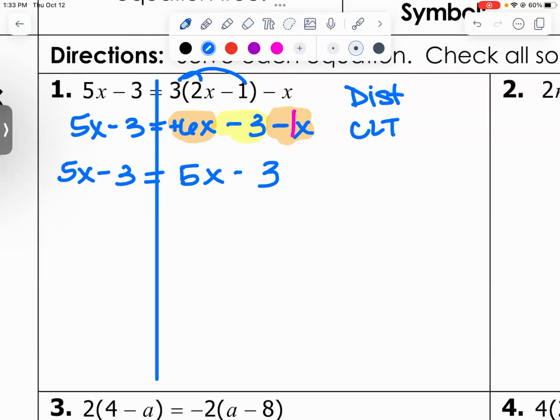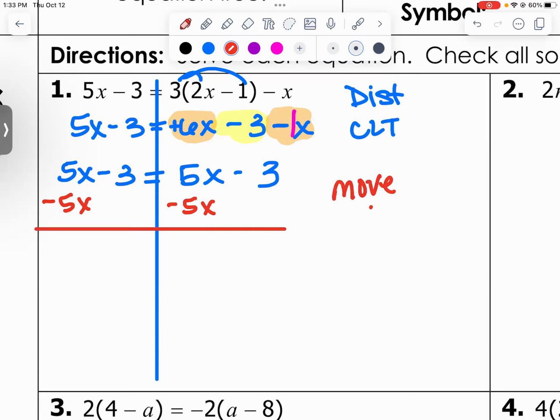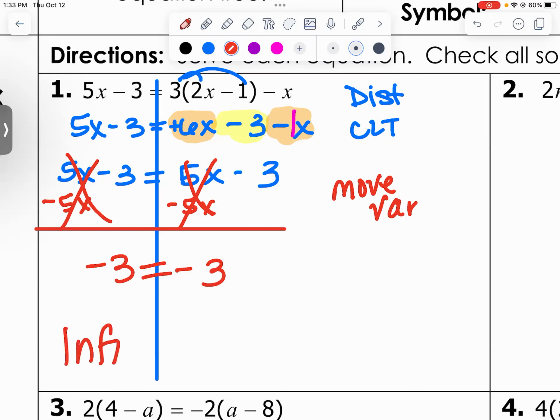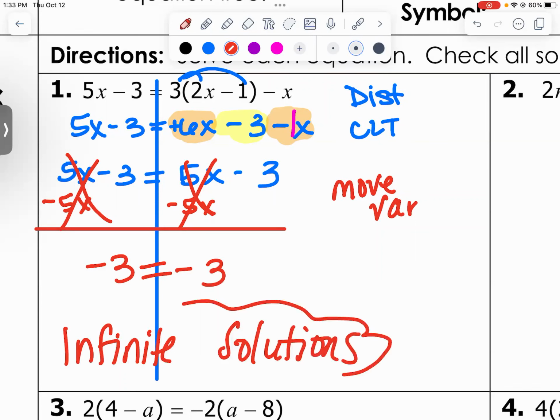Now, Cash and Tony, once we distribute and combine like terms, what's our third step? Move the variable. So we need to move the variable first, so we're going to subtract 5x from both sides. And we're left with negative 3 equals negative 3. Aiden, how many times is that true? All the time. We have infinite solutions.